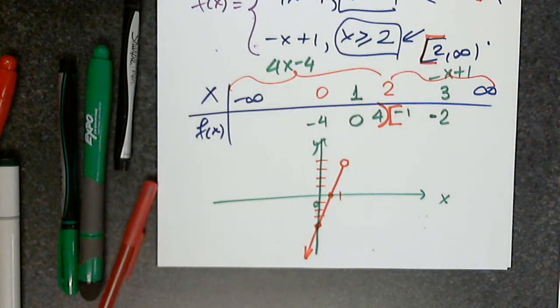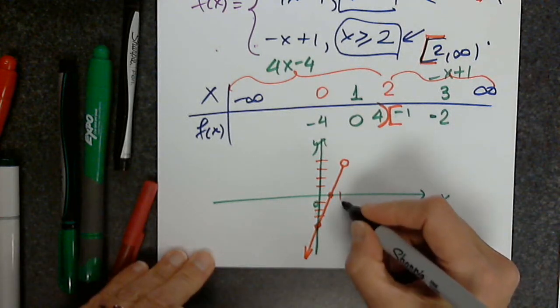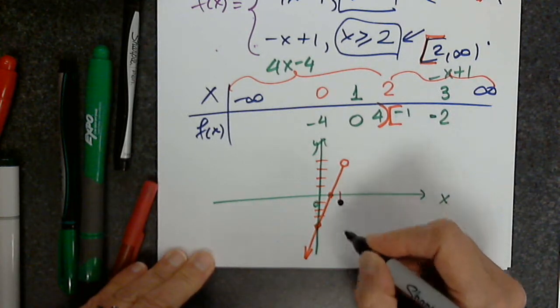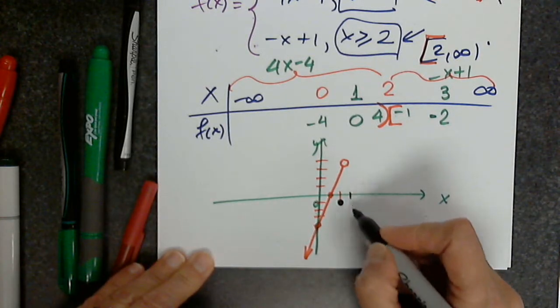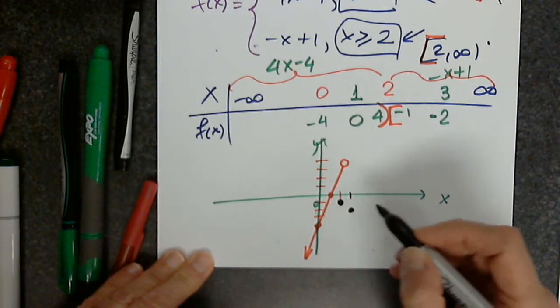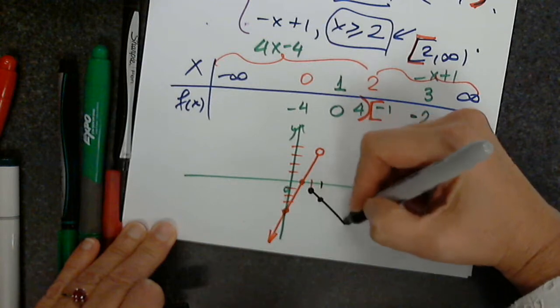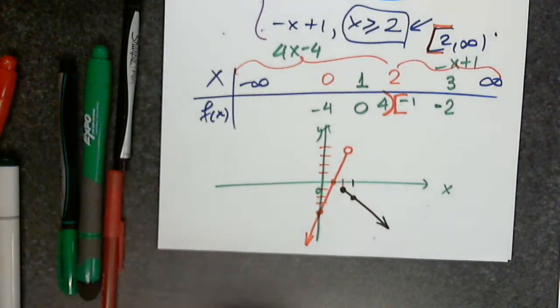Okay, what about the other branch? Where does it start? 2, -1. 2, -1 indeed. Closed point. And then 3, -2. This is indeed our function.